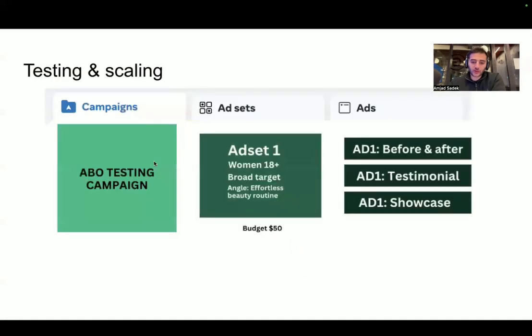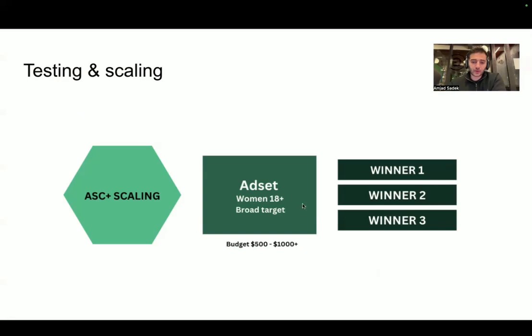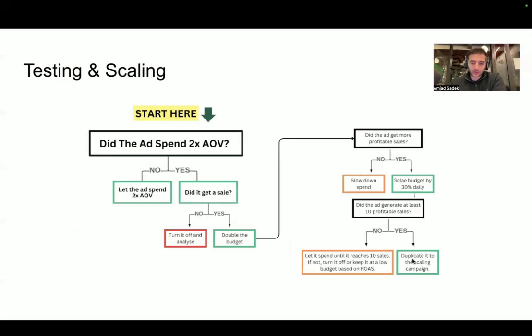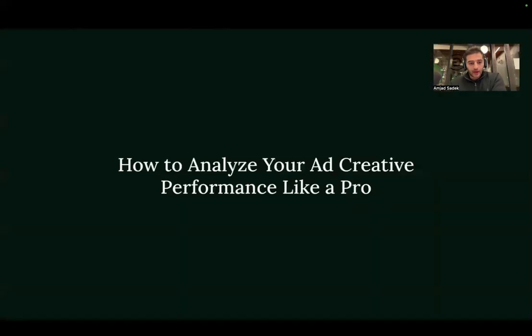So anything that works here and got at least 10 sales, 10 profitable sales, you can start duplicating to this campaign. And by the way, you can always keep scaling in the testing campaign, continuing with this approach by scaling 30% daily. But if you have this campaign as well, as a scaling campaign, that will open more scale for your account. And for those creatives that didn't do well, how can we analyze them?